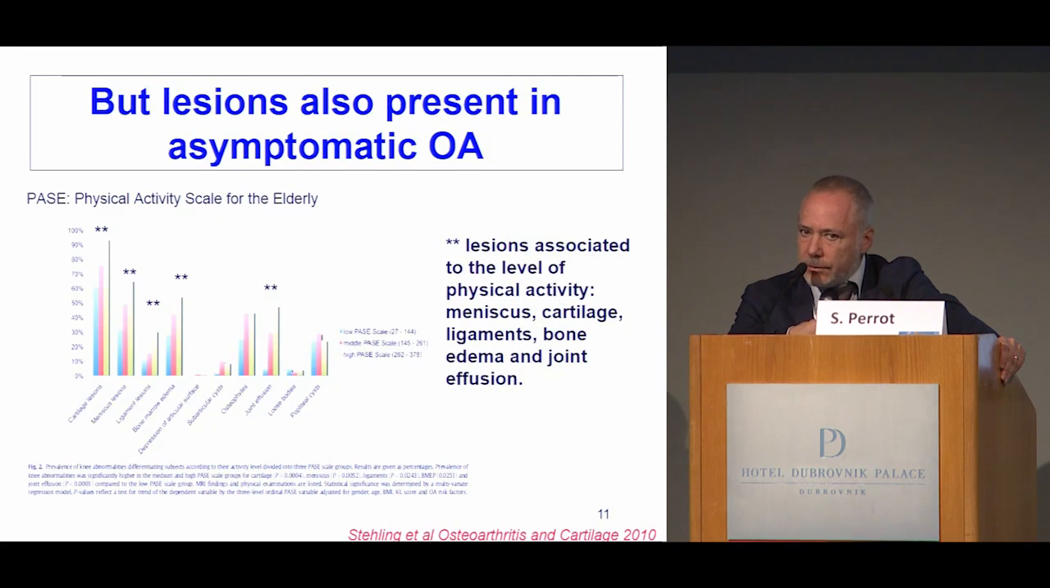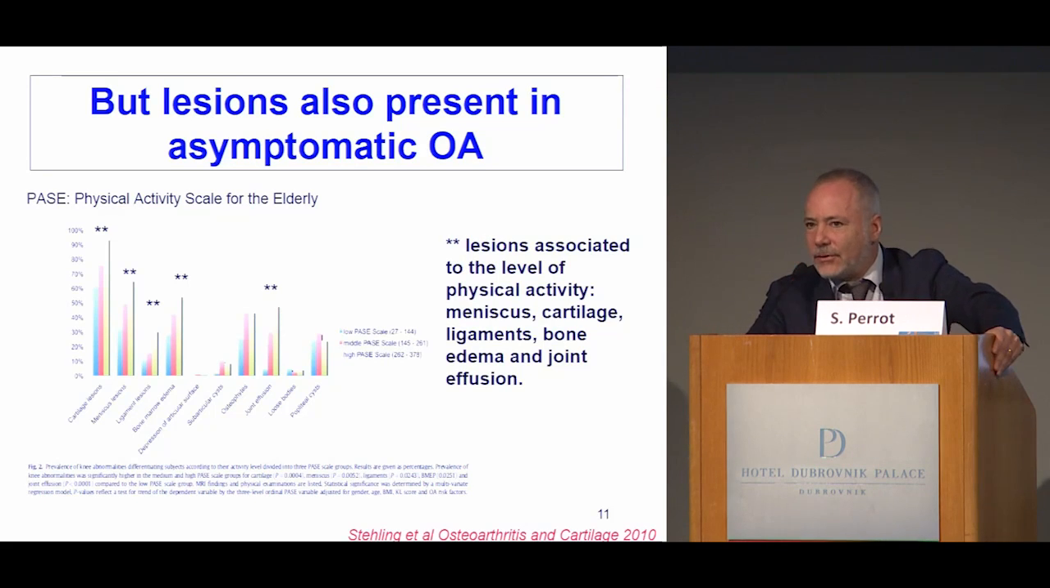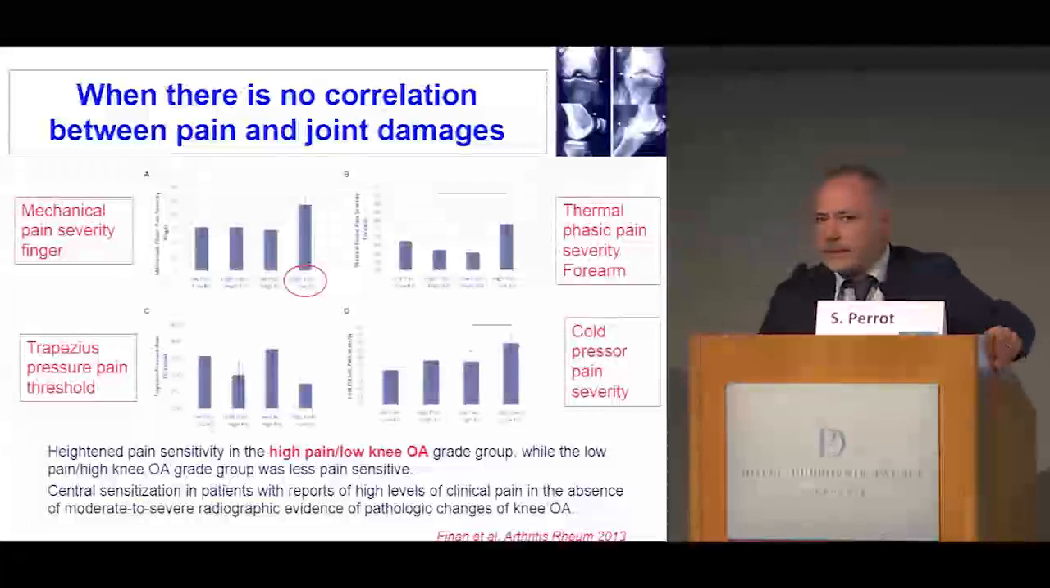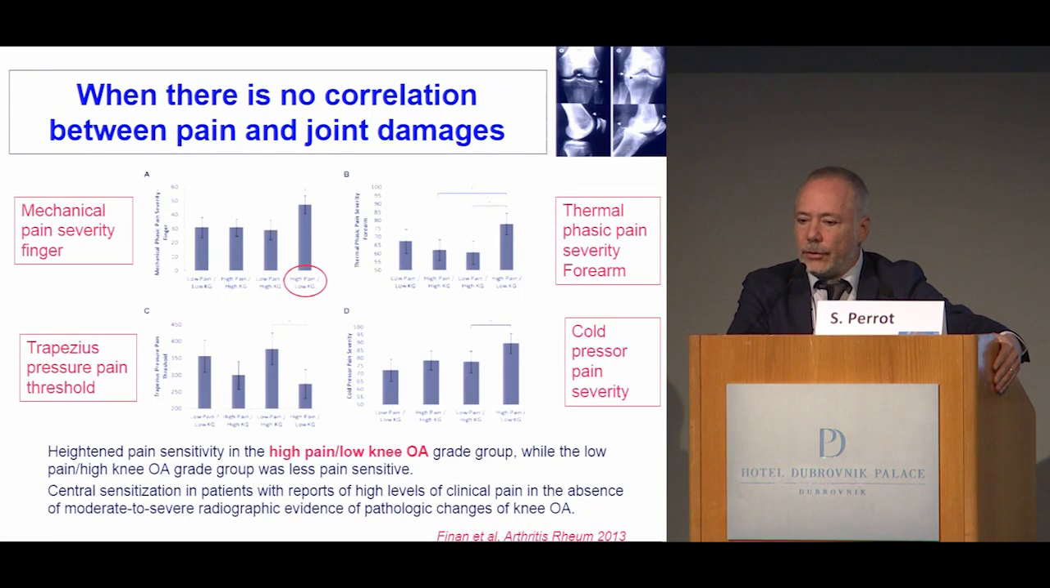These were patients with lesions of the knees without any pain, and they looked at the different types of patients according to physical activity. These were elderly patients without pain. That's not so frequent, but with some activity. And they demonstrated that some lesions were associated with the level of physical activity, and that there were lesions of meniscus, cartilage, bone, edema, and joint effusion, even without any pain. So there's no strict correlation between pain and joint damages.